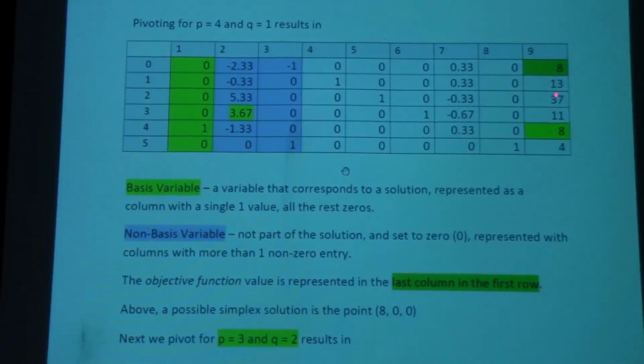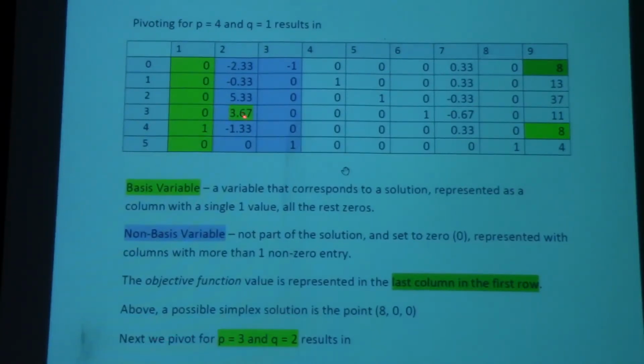So, and this is the objective function. Right now we're saying if you make x1 8, you will have an objective function of 8, because the variables are assumed to be non-negative. That means it's going to be 8. Why? Because then the other ones can be zeros. That's the smallest values we're going to have. Okay, so now we're going to pivot for p equals 3 and q equal to 2.